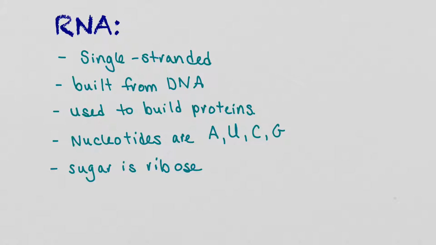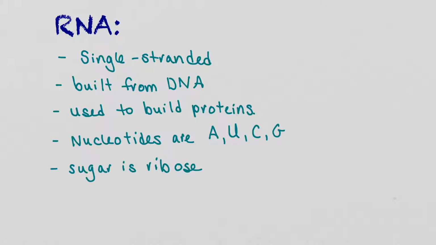So RNA differs from DNA because it is a single-stranded molecule, and it can't be built by itself. It actually has to be built from DNA. So there's instructions on DNA to actually build RNA, and then that RNA can be used to build protein. So we'll talk more about how that all happens when we learn about transcription and translation.